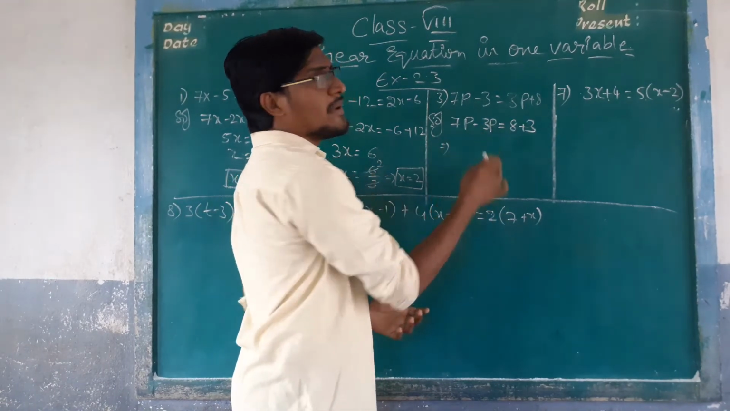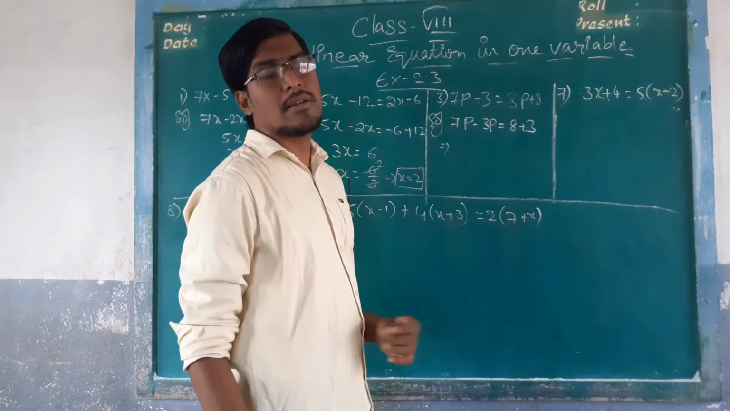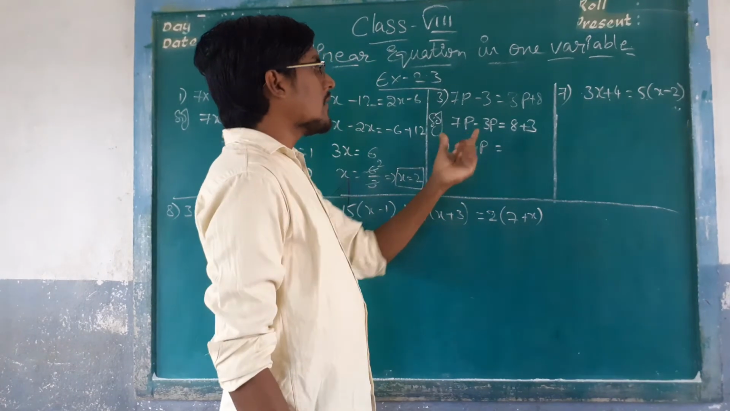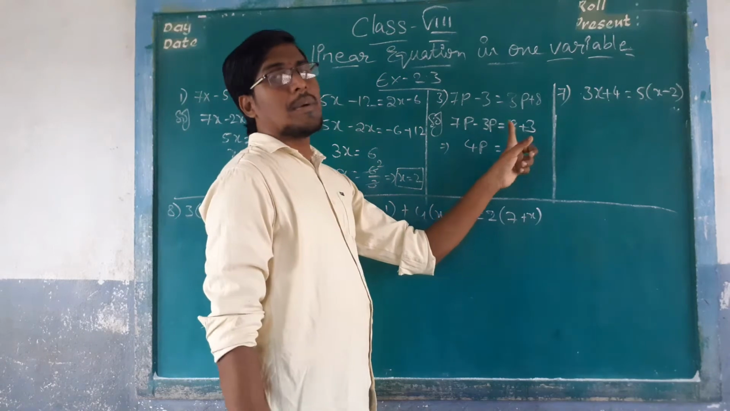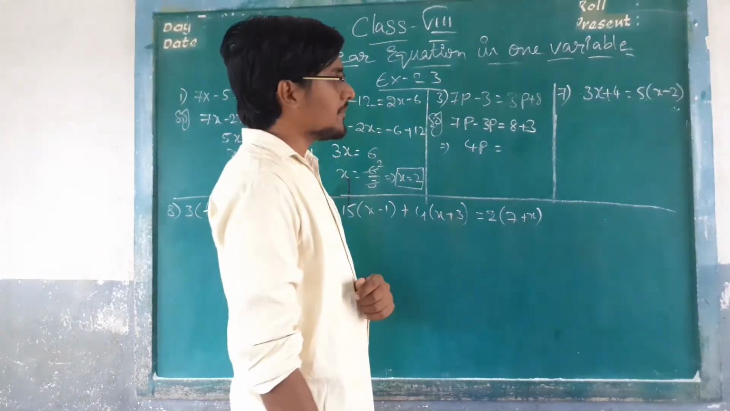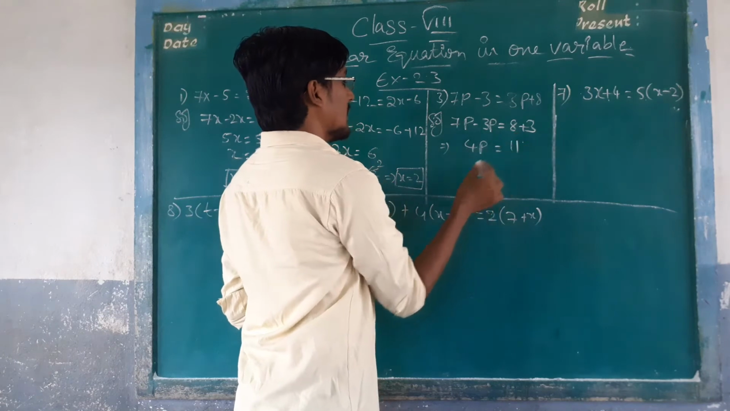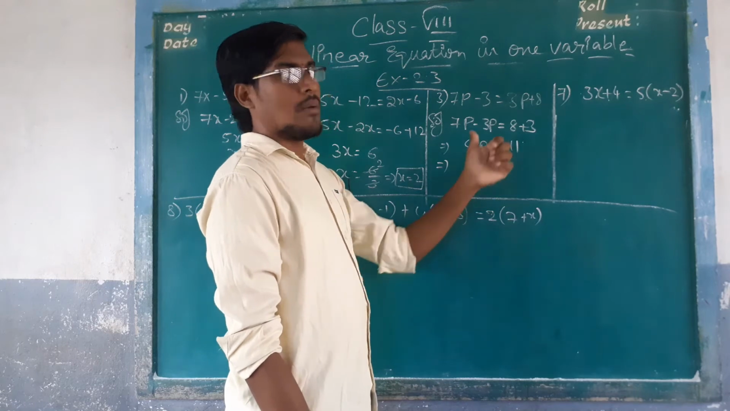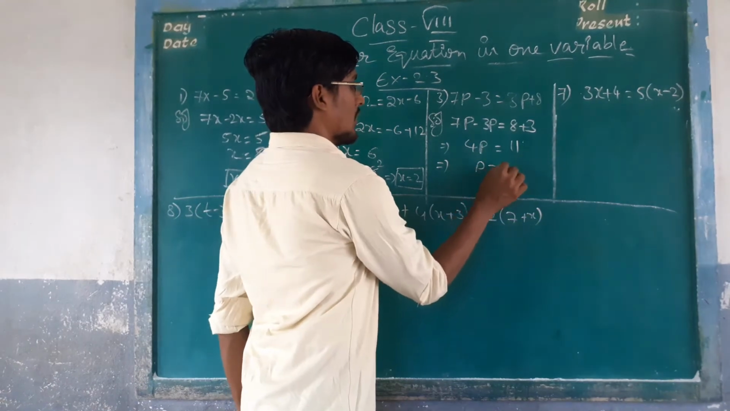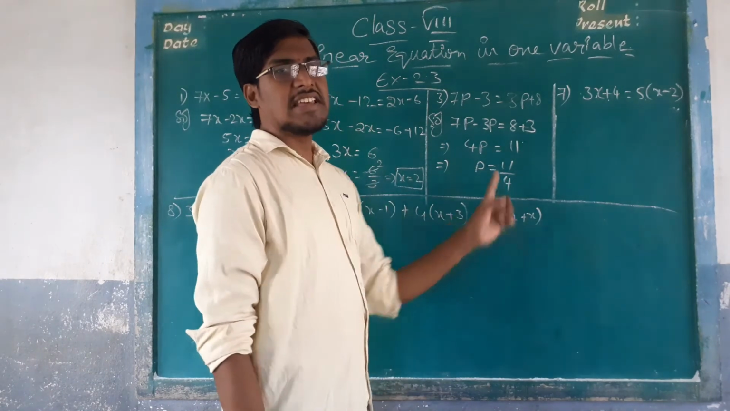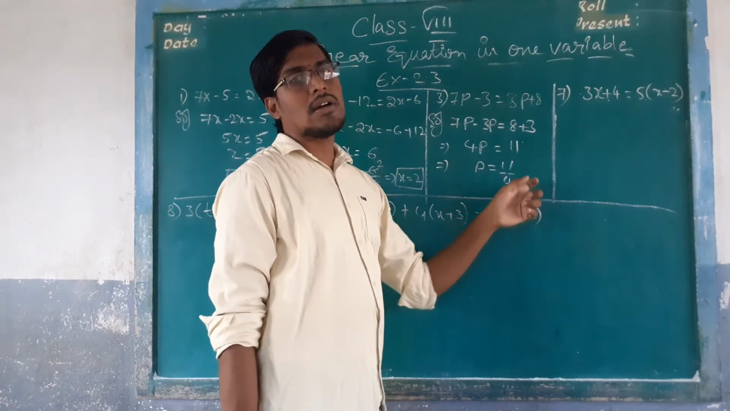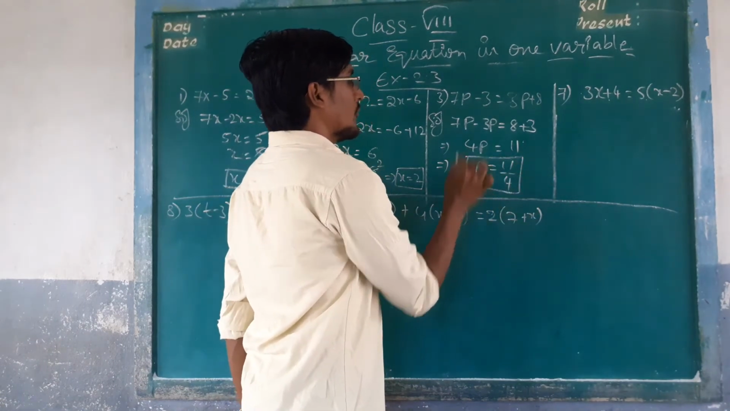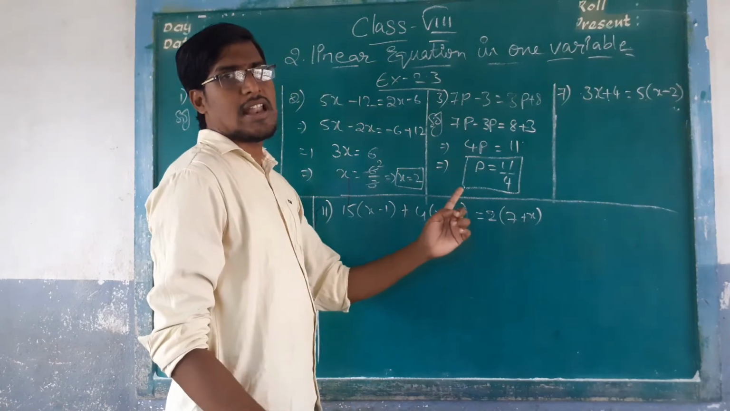That implies 7p minus 3p. What is the value of 7p minus 3p? It is 4p, and 8 plus 3. What is the value of 8 plus 3? The value is 11. So we have to find the value of p. Move this 4 to the right hand side. p equal to 11 by 4. Is there any further calculation here? No, there is no calculation. So the p value is 11 by 4.